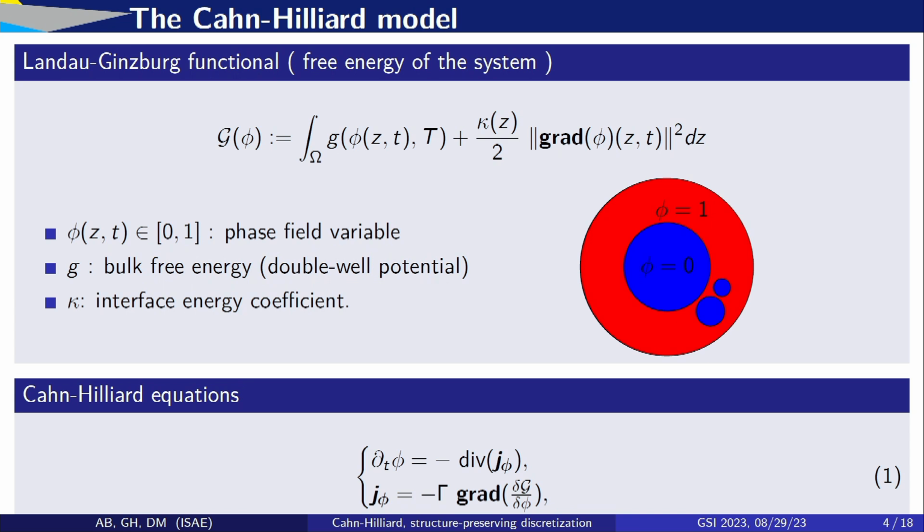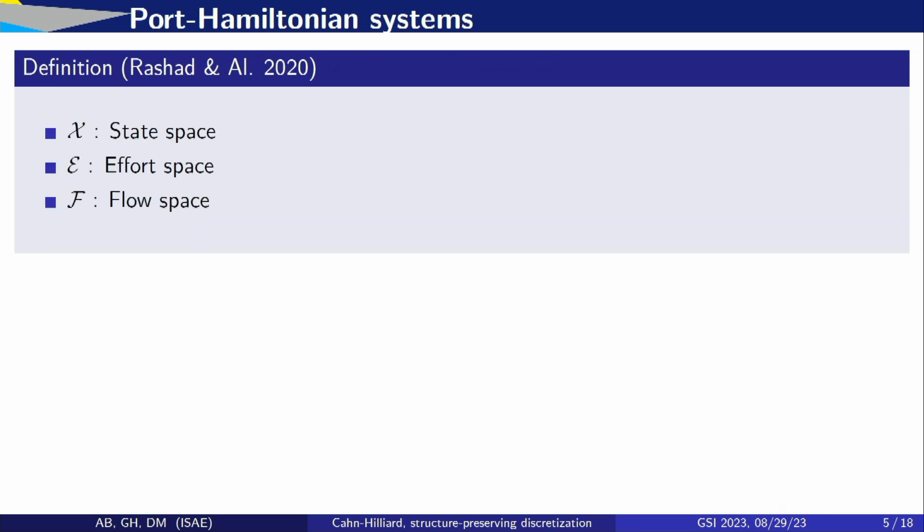Okay. So now, what about port Hamiltonian systems? They are made of mainly three spaces. The first one will be our state space, which is basically the state of the system. And the two others will dictate the dynamics of our system. We have the effort and flow spaces. Okay. In classical Hamiltonian mechanics, the flow space can be thought of as the generalized momenta and positions, and the effort space can be thought of as the generalized velocities and forces.